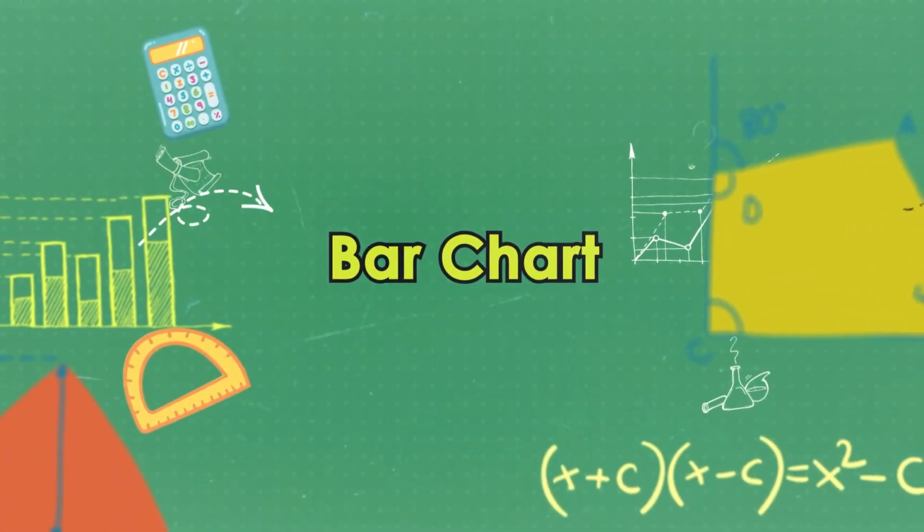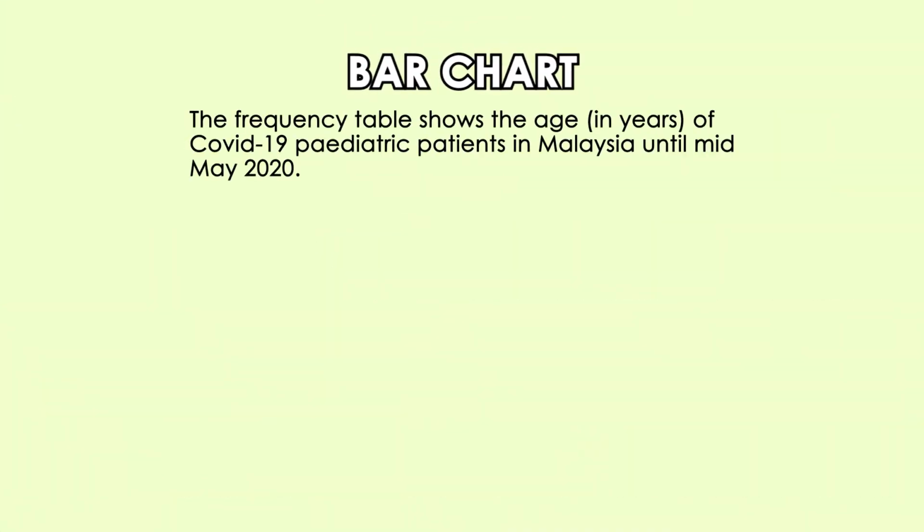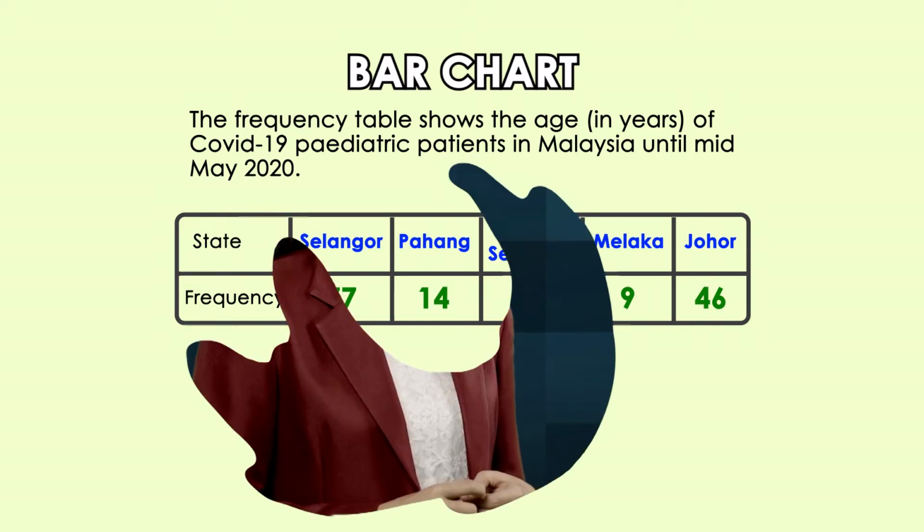So far, we have learned how to represent small-scale data. This example shows a large-scale data. The frequency table shows the number of COVID-19 pediatric cases in Selangor, Pahang, Negeri Sembilan, Melaka, and Johor until the middle of May 2020. Do you think it is suitable to construct a dot plot to represent this dataset?